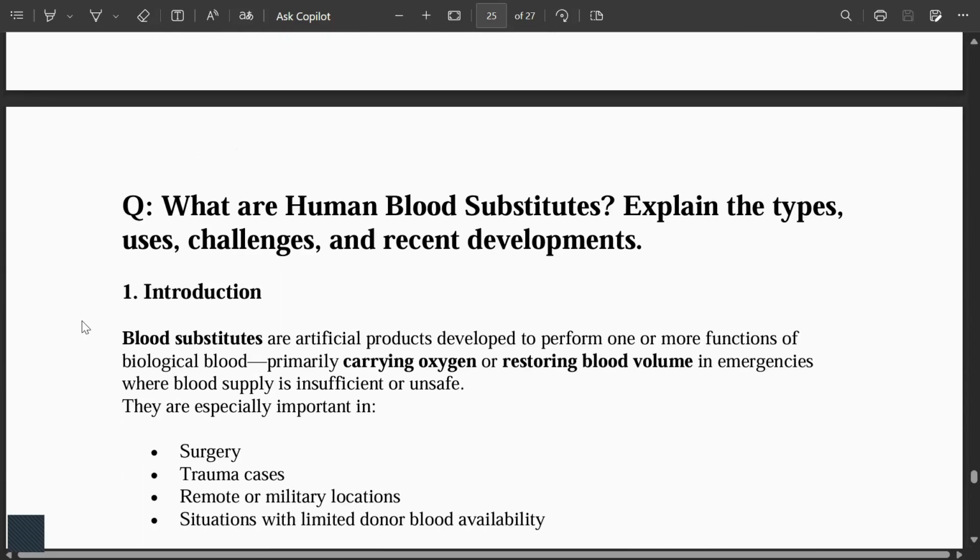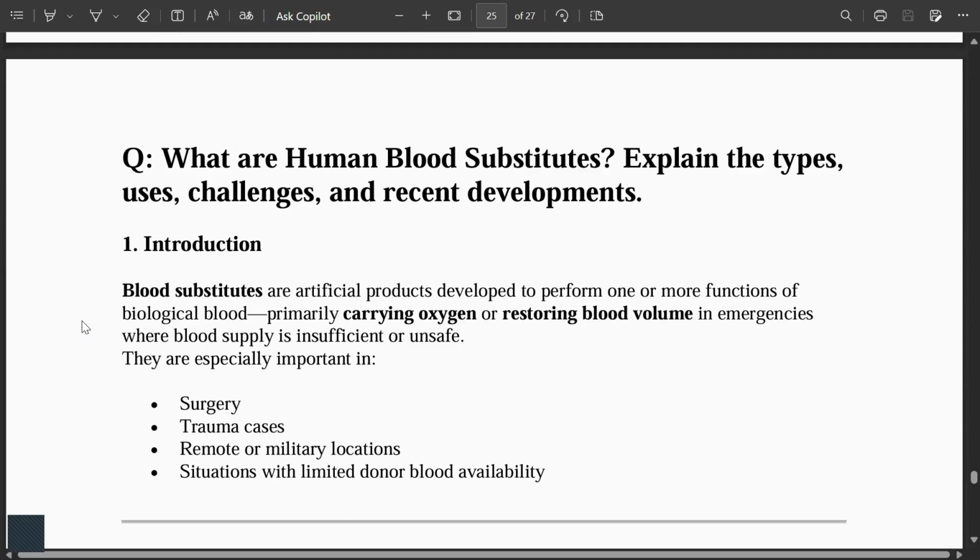Next question, what are human blood substitutes? Very important question. Explain the types, uses, challenges and the recent developments. So blood substitutes are artificial products developed to perform one or more functions of biological blood, primarily carrying oxygen and restoring the blood volume.